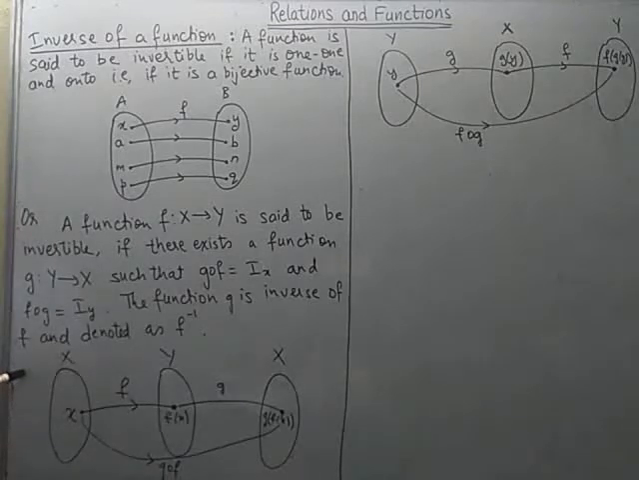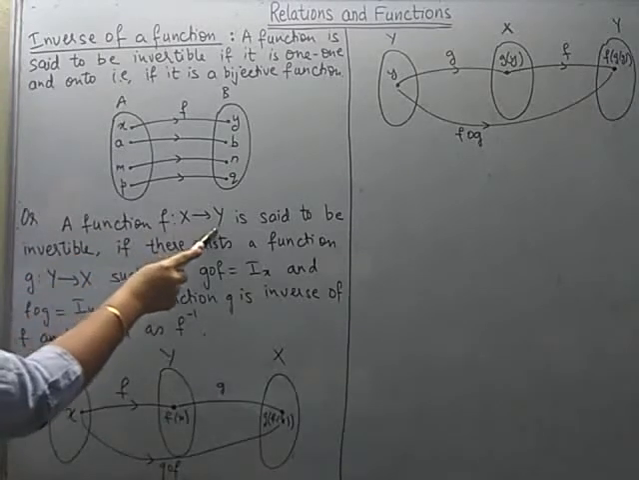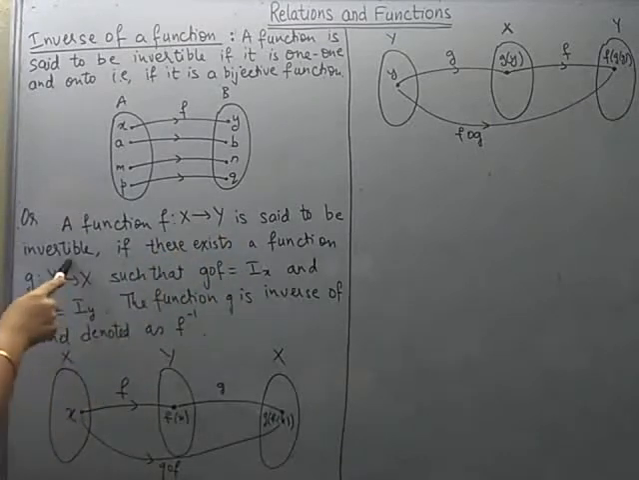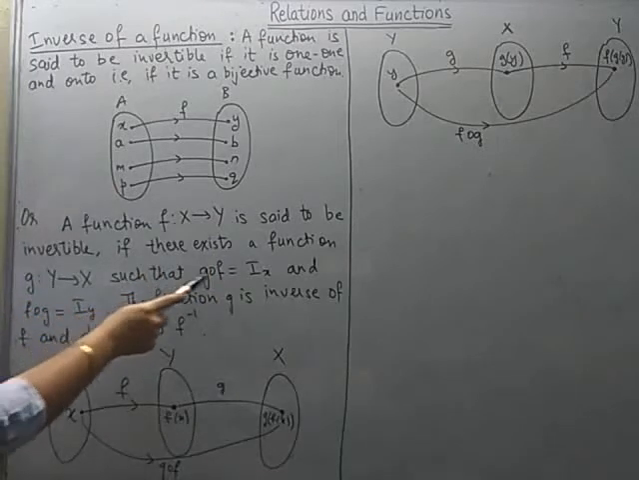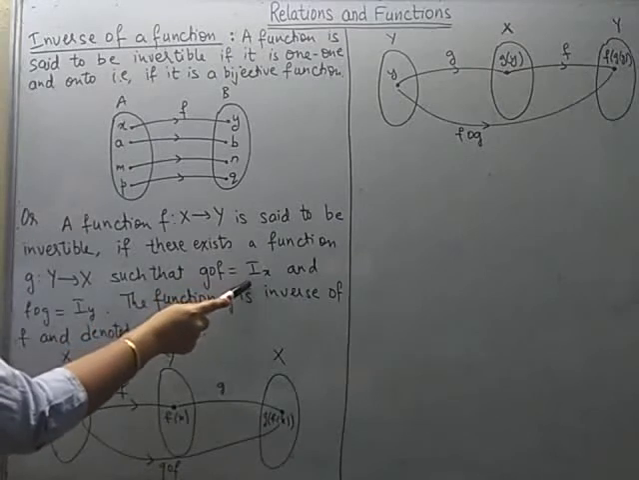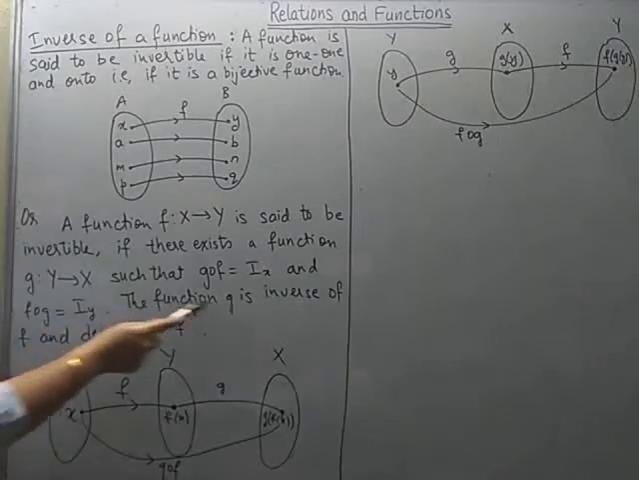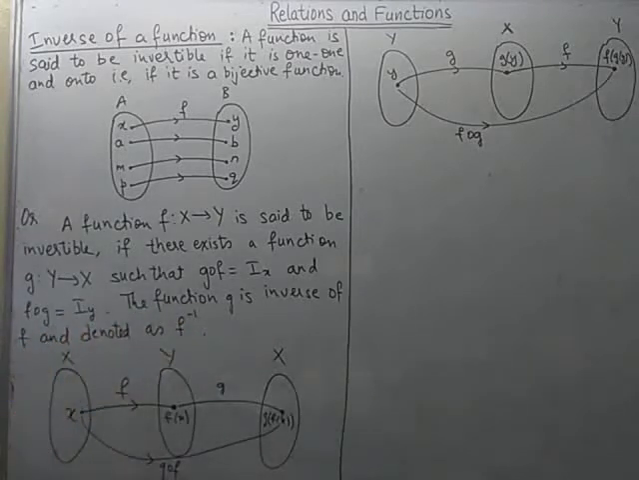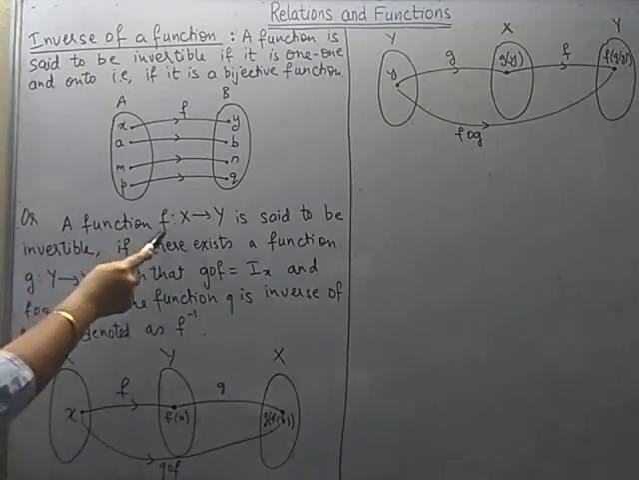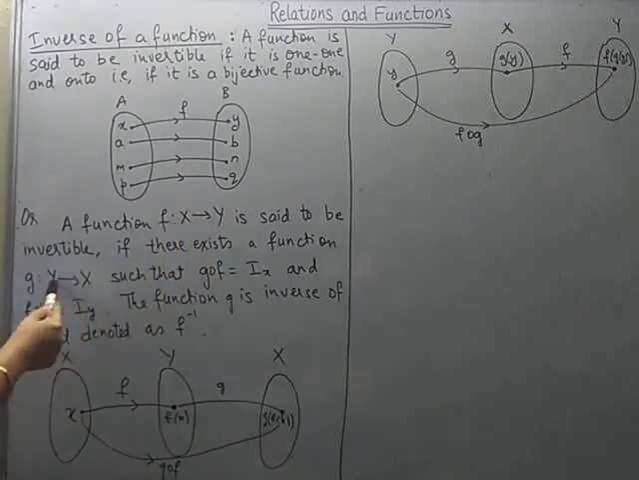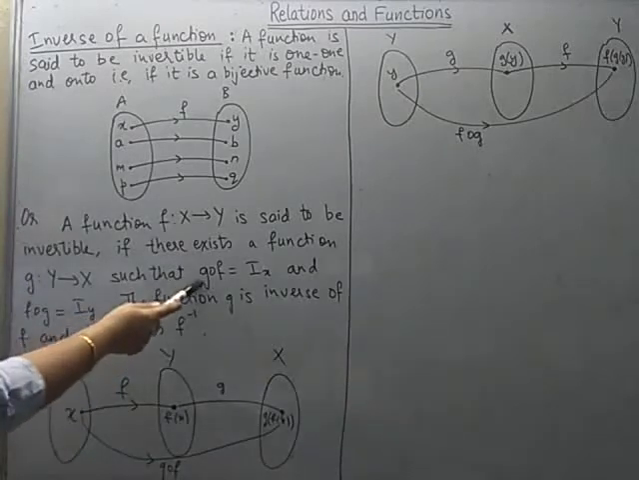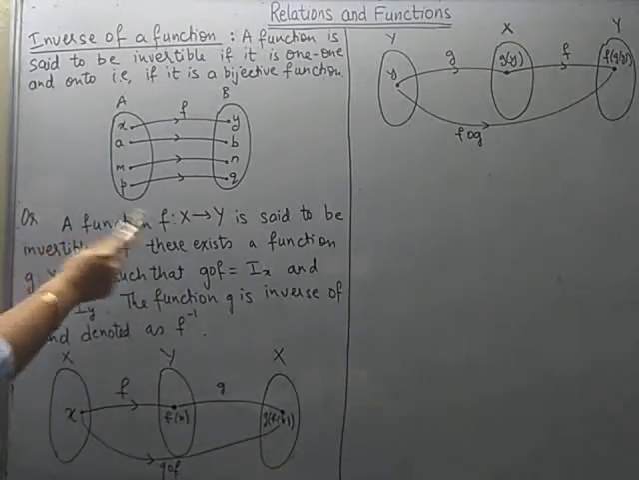Now using composition of functions, let us see how inverse can be defined. So if f is a function from set X to Y, then it is said to be invertible if there exists a function g from Y to X such that composition of f and g is I_X and composition of g and f is I_Y. The function g is the inverse of f and is denoted by f inverse. Let us first understand this part. This we can come to know because if f has an inverse, obviously it will be from Y to X. Coming to this part, which should be satisfied for g to be the inverse of f.